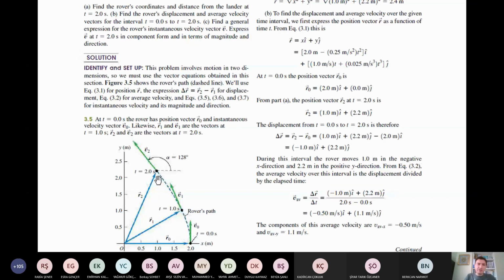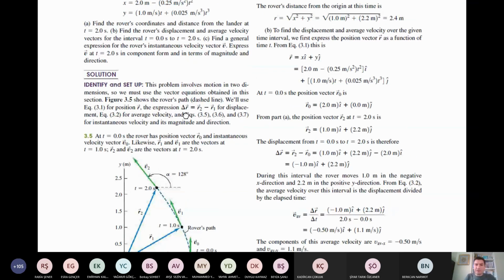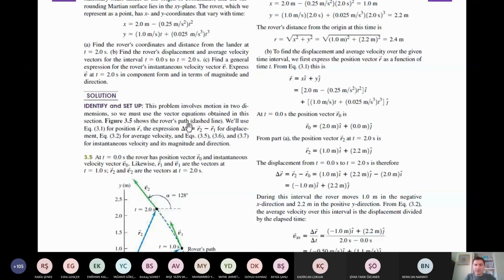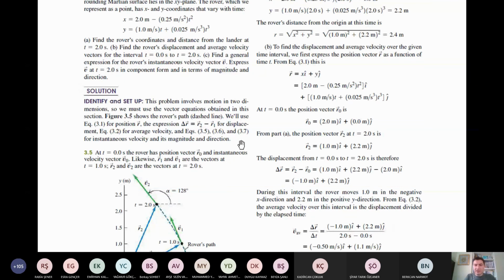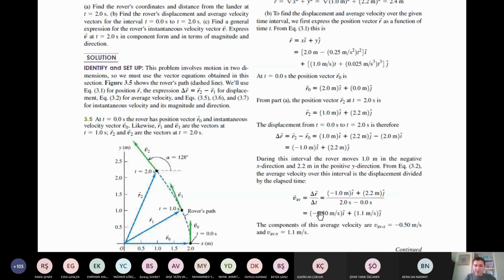And the question: what is the displacement? Displacement is delta r, r2 minus r0. Just use these and put them there. So finally you can find the displacement. Another question is average velocity. Average velocity is given by delta r over delta t. Put this delta r here. Delta t is 2 seconds. Then you can find the average velocity.